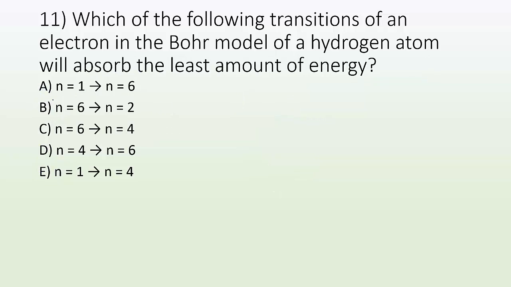11. Which of the following transitions of an electron in the Bohr model of a hydrogen atom will absorb the least amount of energy? So we're talking about absorbing. So we're going from low to high, because if an electron goes from low to high, you have to add energy to it. It needs to be absorbed. So low to high and least amount. So we're talking about the least jump.